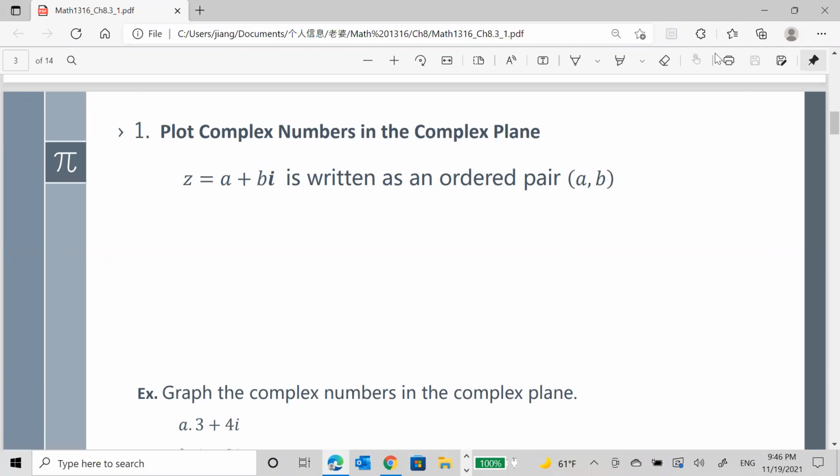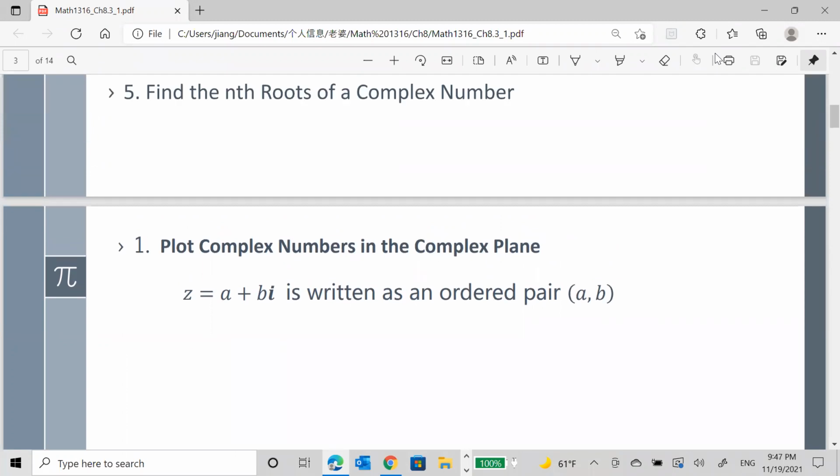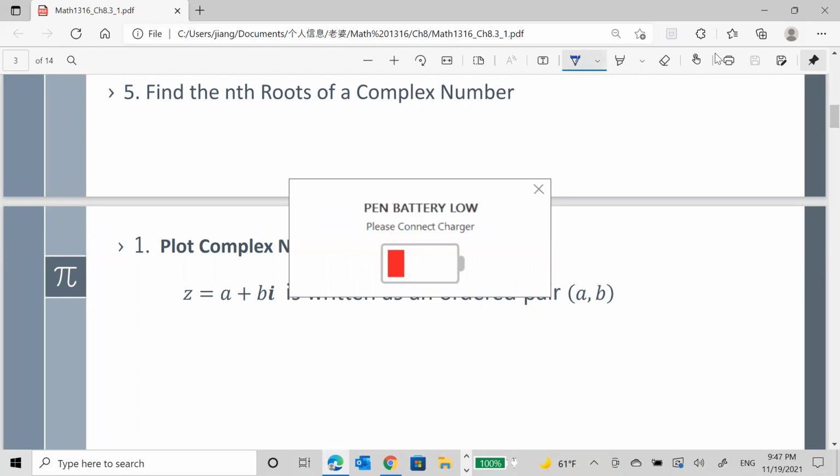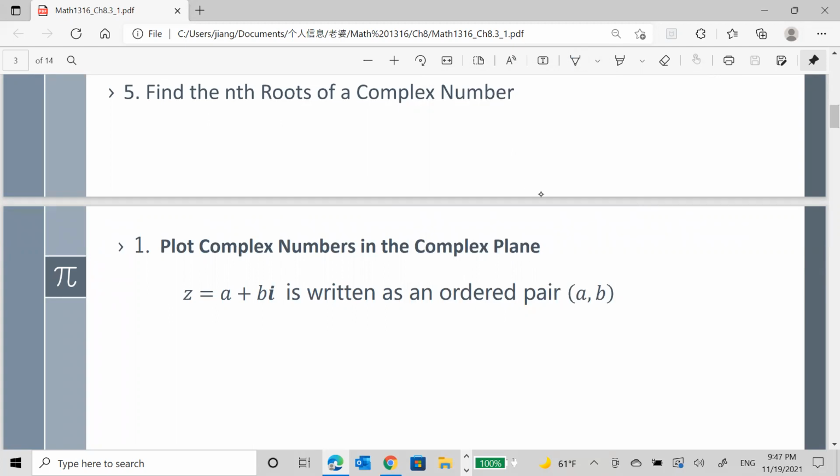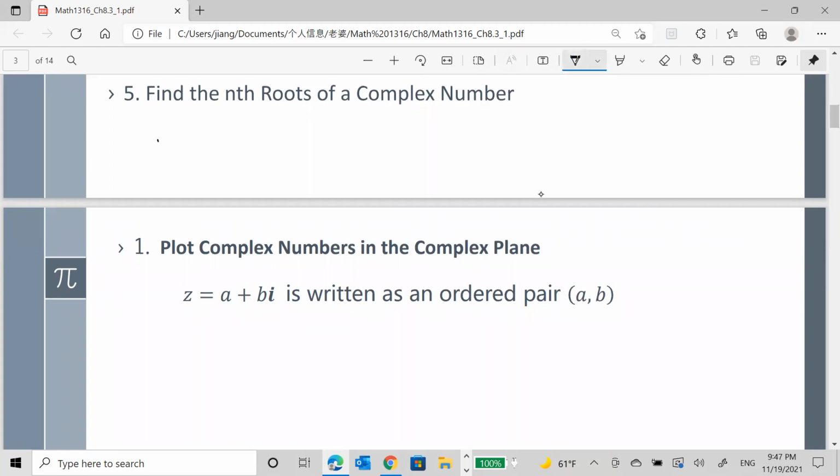Before we start the complex numbers in the complex plane, we have learned the imaginary number in algebra. So what is the imaginary number? Imaginary number is i. i equals square root of -1. So how about i squared? i squared is -1. How about i cubed? That's -i. How about i to the 4th power? That's 1.